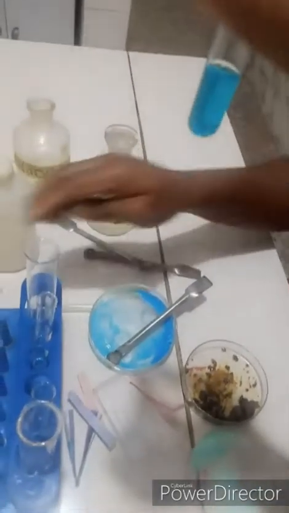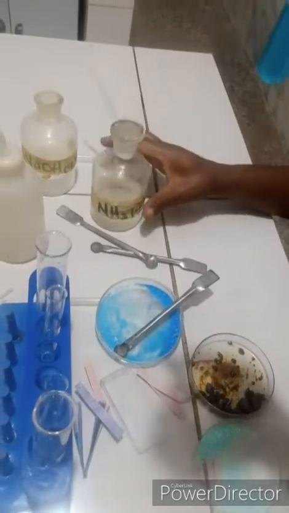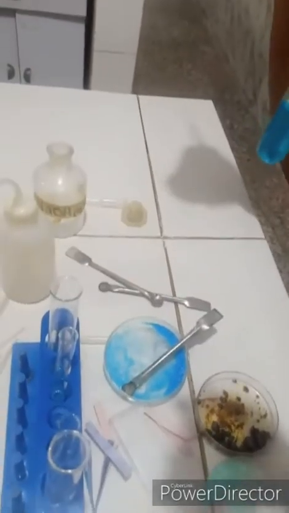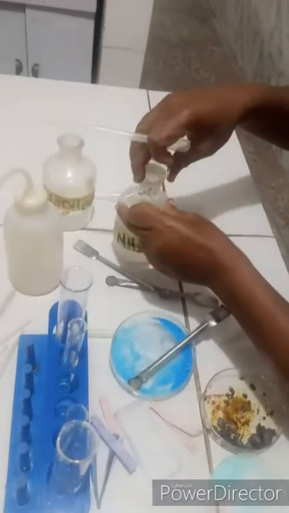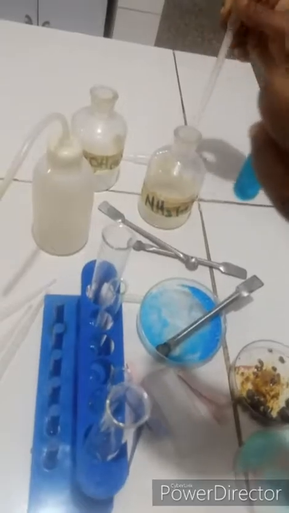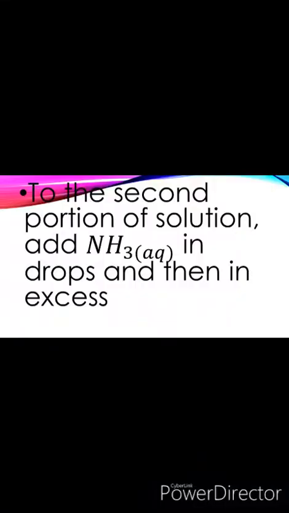We'll move to the second portion of the solution. Like I told you, we can still confirm the presence of cations in solution using aqueous ammonia. It is a precipitating agent. It precipitates insoluble metallic ions from their aqueous solution. Add aqueous ammonia in drops.